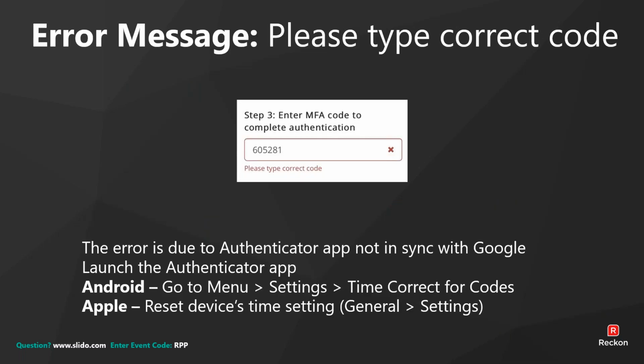Now, the next one here is when you're trying to get into MFA: please type the correct code. So it's a sync error with the Authenticator app and Google. So you just need to go through and fix that. If that does come up, of course, you can come back and look at this. We'll get it up onto the help site as well, and of course, the tech support guys know how to help you with that one as well. So don't stress too much. It's an easy sort of fix.